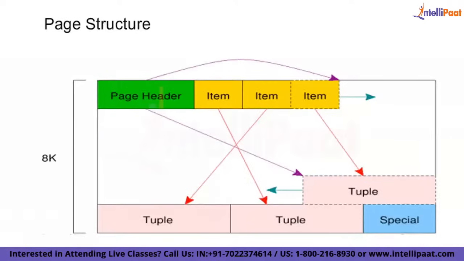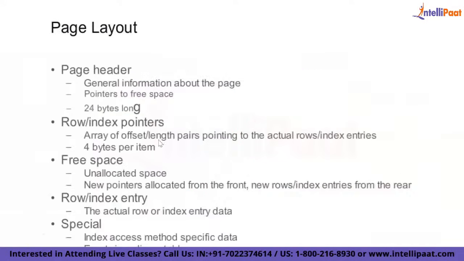So this is the page structure, how it looks. You have the page header, the tuples, and the free space. I told you a page is something like your block size in Oracle, where the default is also 8K. So here also you have 8K, with a header and tuples. The page header holds general information about the page, then row pointers, and the actual rows. Each row pointer points to a row, and you have free space, unallocated space, with new pointers allocated from the front, the row index.